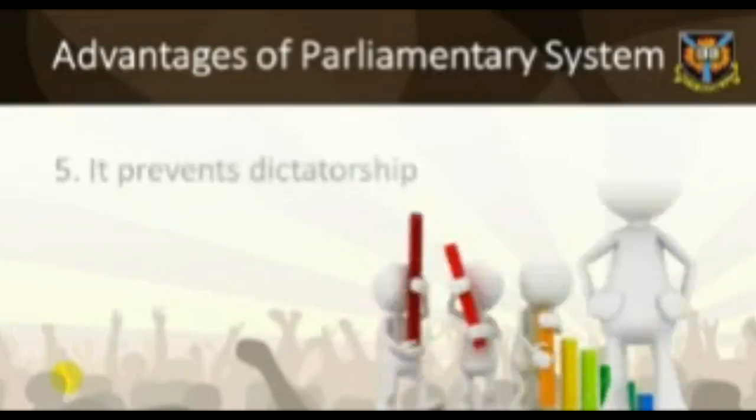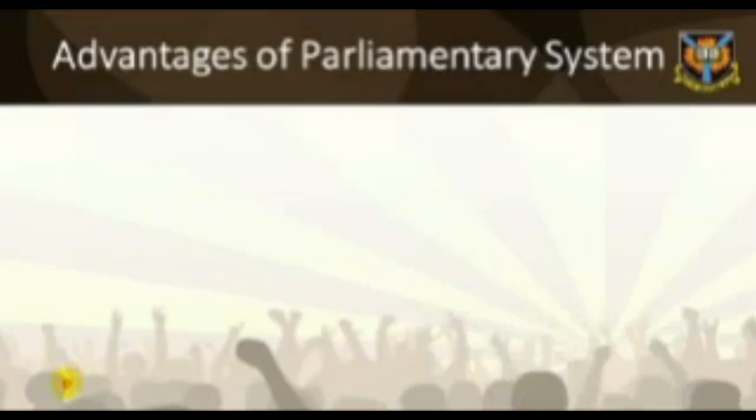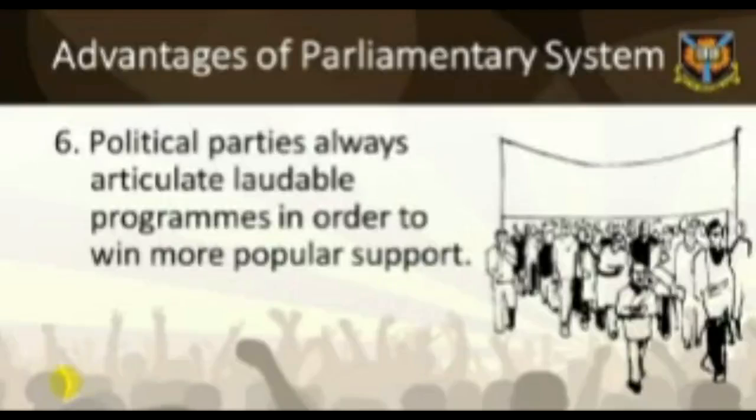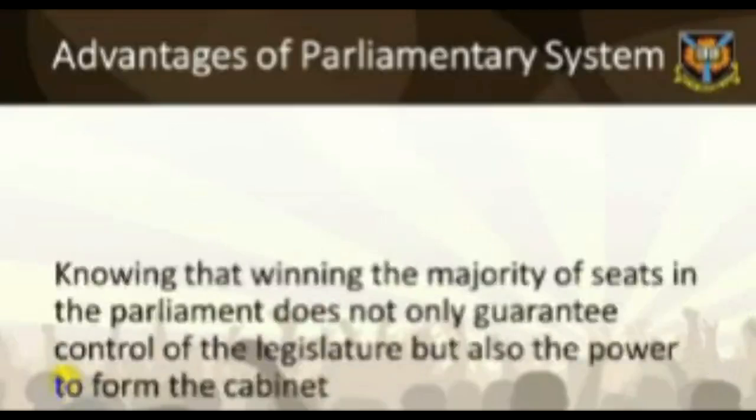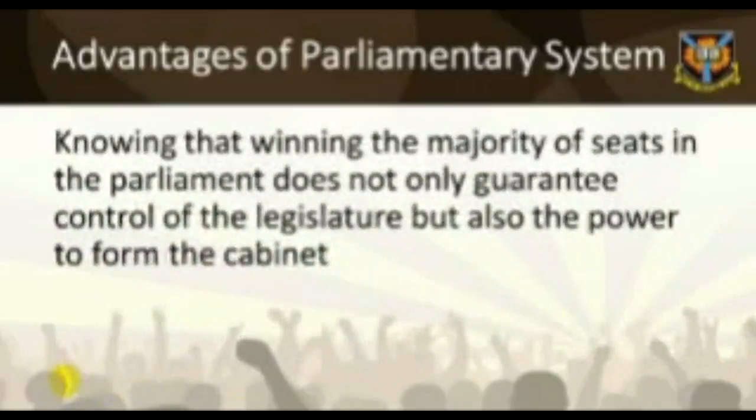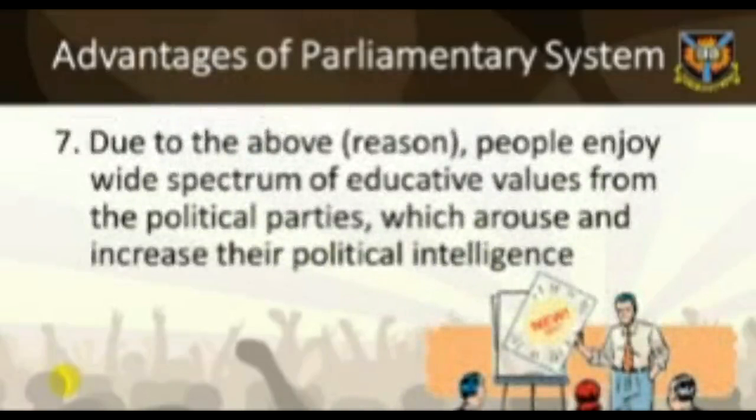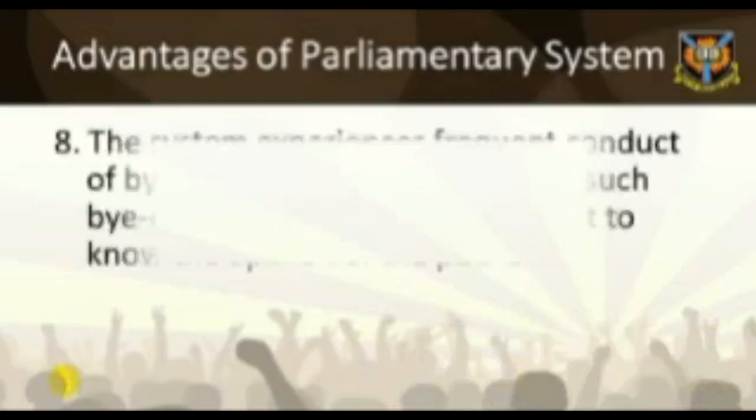5. It prevents dictatorship. 6. Political parties always articulate laudable programs in order to win more popular support, knowing that winning the majority of seats in the parliament does not only guarantee control of legislature, but also the power to form the cabinet. 7. Due to the above reason, people enjoy a wide spectrum of educative values from the political parties, which arouse and increase their political intelligence. And 8.